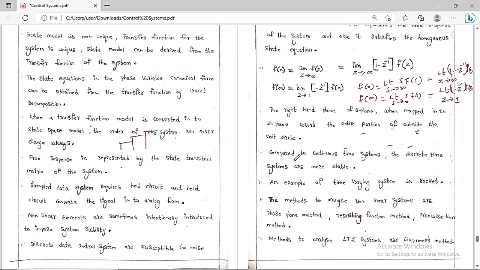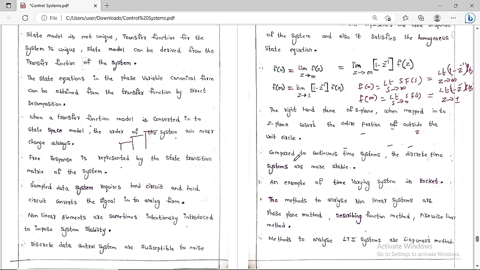The next point is, an example of a time varying system is a rocket. Whenever the rocket is going upward, the mass of the rocket varies with time. So we can say it is a time varying system, because the mass of the rocket varies as time goes on.